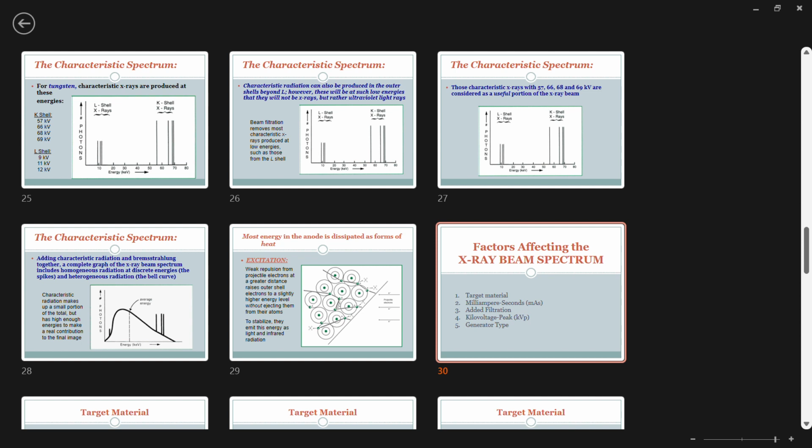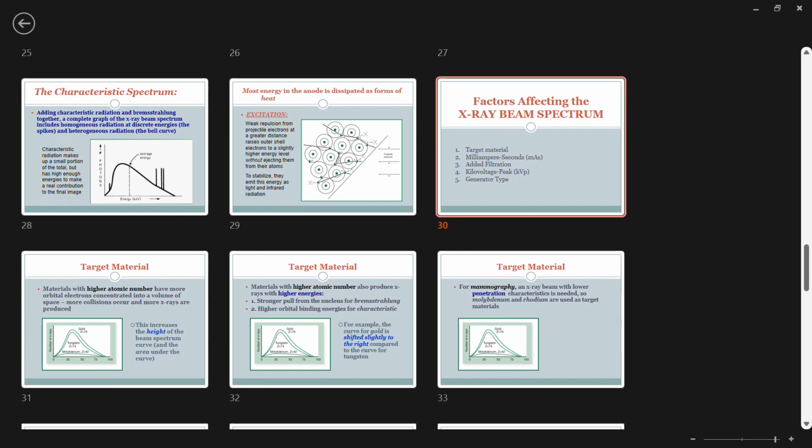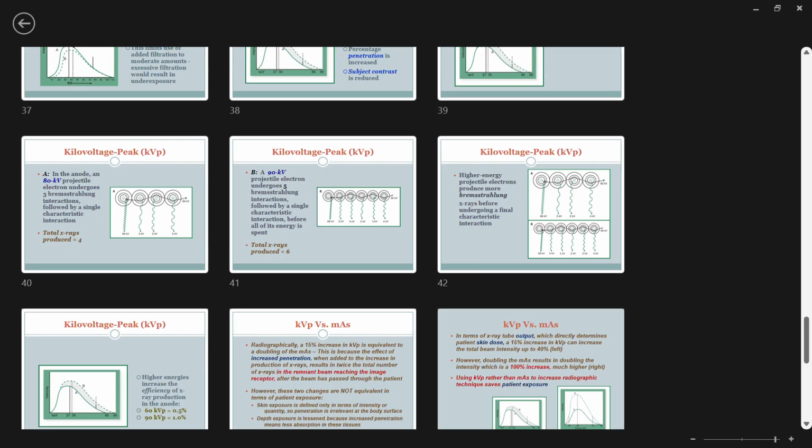It's the push for the electrons, right? The voltage is the push, right? And with more push, the electrons can travel faster, right? Giving them more kinetic energy to give up. Okay? More kinetic energy for the electrons to give up means more energetic X-ray beam. So there's a relationship between KVP and the energy of the X-ray beam.